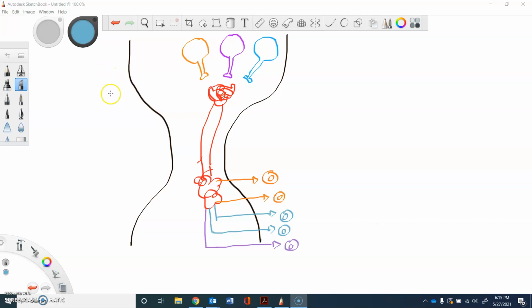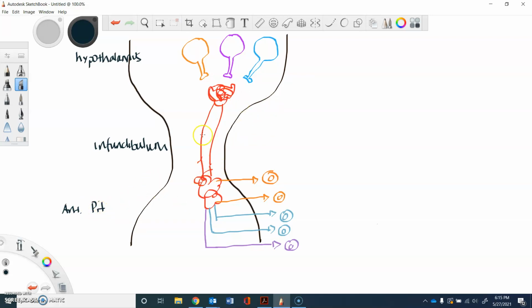So now we're going to talk about the anterior pituitary. So this is, again, diagrammatic. But let's go ahead and label. This is the hypothalamus. The infundibulum. And the anterior pituitary, so ant-pit.